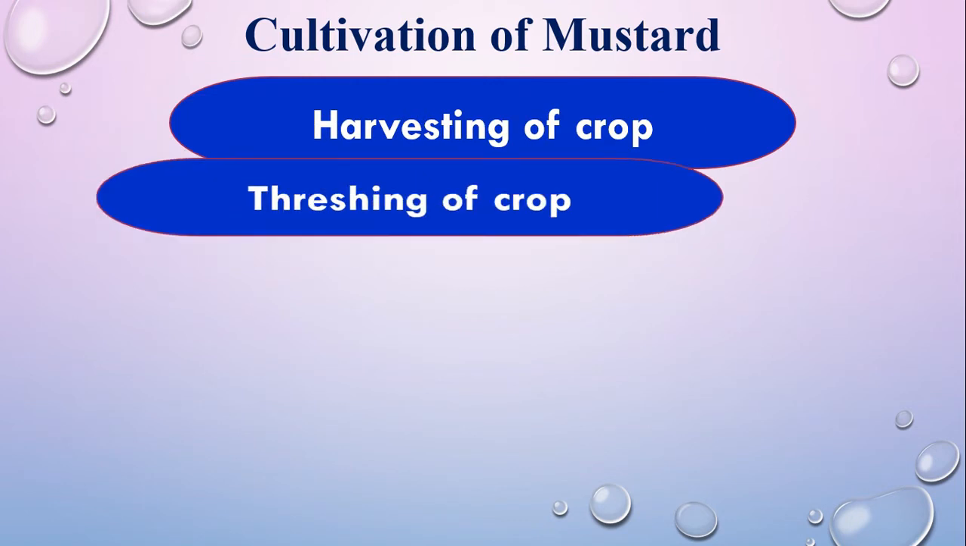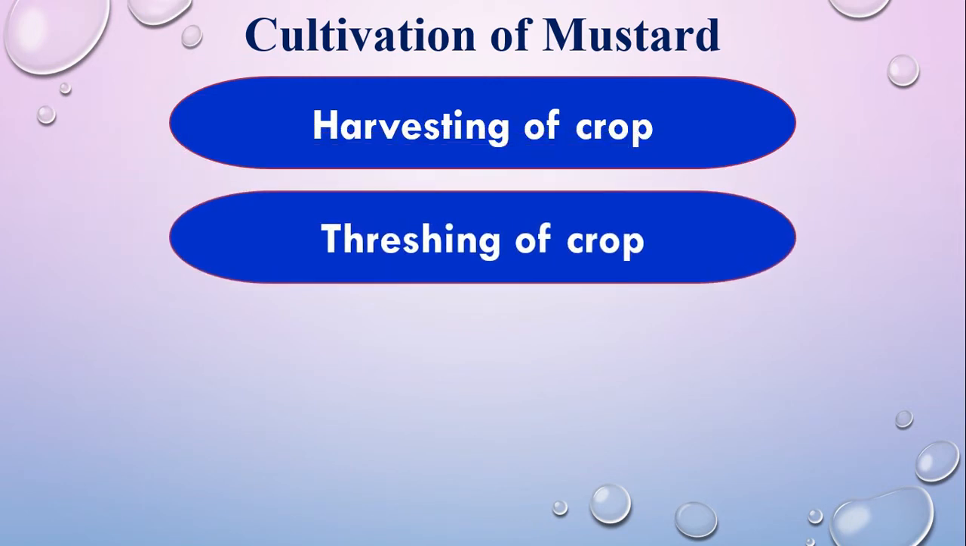Next point is threshing of crop. After harvesting, threshing should be done by drying mustard plants in the sun for 3 to 4 days. There may be some unfilled seeds. These unfilled seeds should be separated properly.